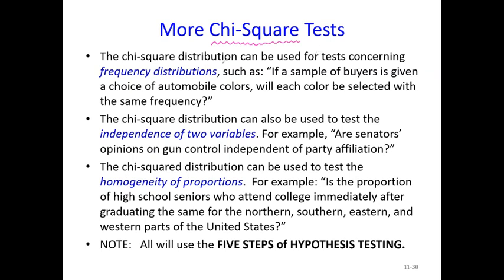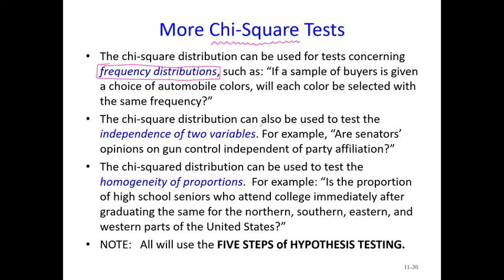The chi-square distribution can be used for tests concerning frequency distribution. So answering questions such as, if a sample of buyers is given a choice of automobile colors, will each color be selected with the same frequency? And hopefully you see why we have this type of questions. What are the implications in the automobile business, right?